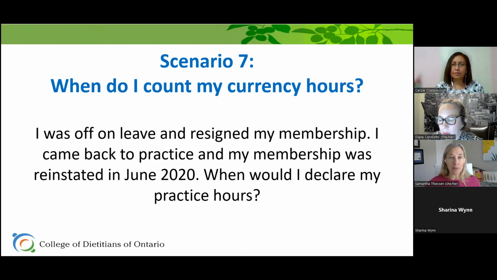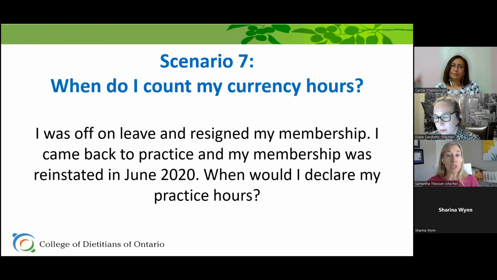So this doesn't happen very often, in that we do hear from a lot of members who maintain their membership during leave. But for this member who did resign and return to practice in 2020, their declaration would happen in 2023. So from reinstatement. So the breakdown of practice hours, again, will vary by member. For example, if someone resigns and reinstates their membership, they will be asked to report their currency hours related to their reinstatement date. So in this case, it was June of 2020. So you would report your 500 hours over the 3 years, which would take us to the 2023 renewal.